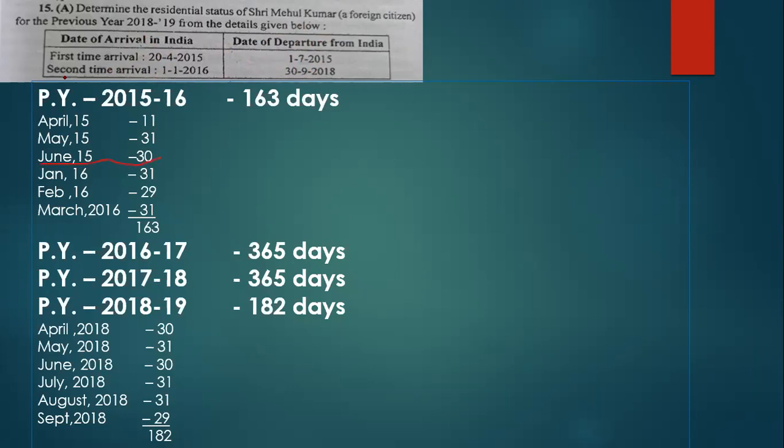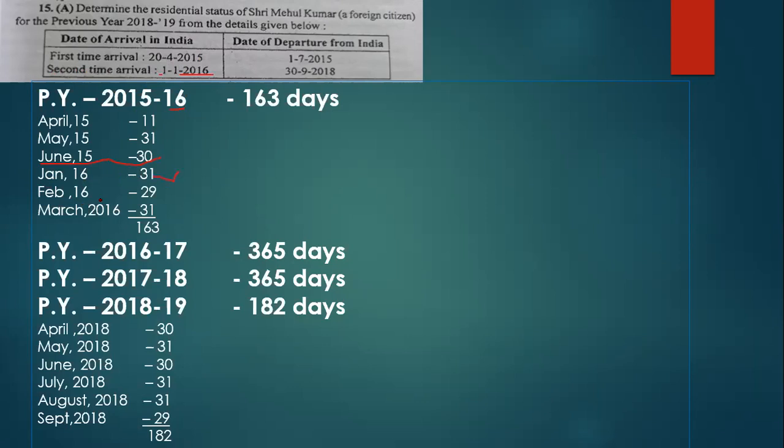But again we have the information about the second arrival, that is 1st January 2016. Again, 1st January 2016 means what? It is also in the previous year 2015-16 because 2015-16 ends on 31st March 2016. So here we again calculate January 2016, whole month he is staying in India, so 31 days.